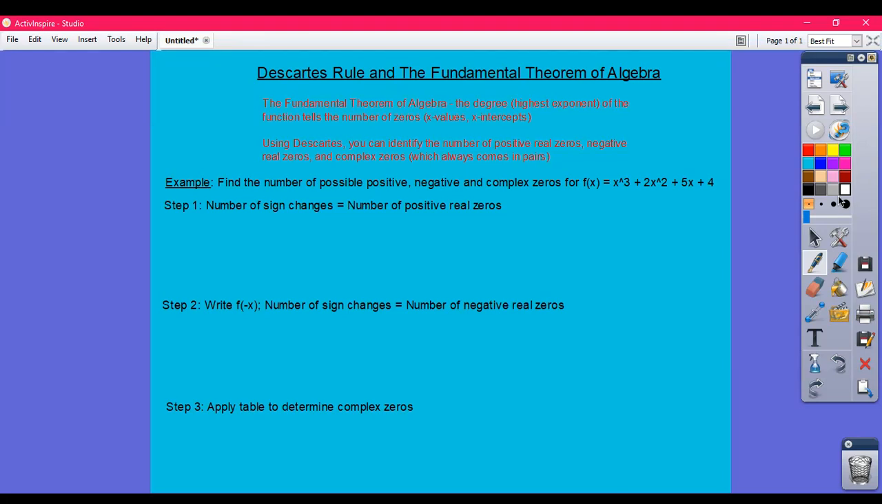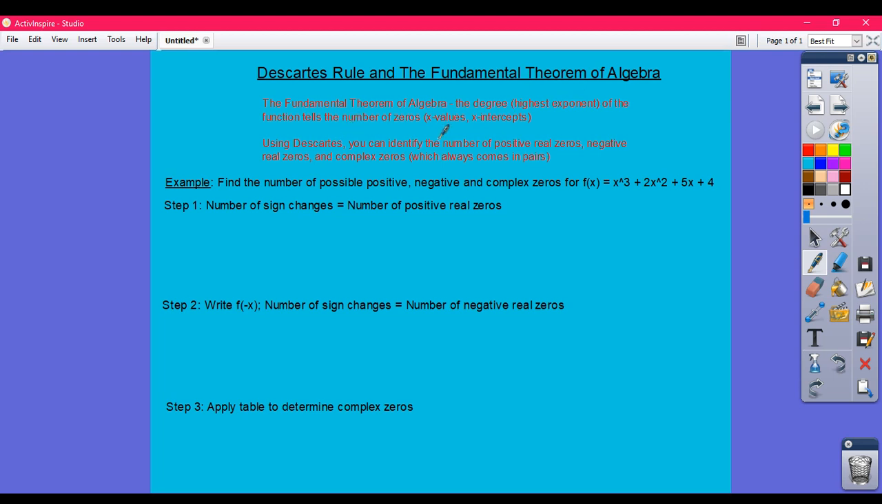Hi guys, so I've got a lot of questions on Descartes' rule and the fundamental theorem of algebra in regards to your writing assignment. So I just want you to note a couple things before we start on the example. The fundamental theorem of algebra in layman's terms just tells you that the degree, or the highest exponent of the function, will tell you how many zeros to expect. Zeros are the x values when you solve for x, or the x-intercepts. Now mind you, they can repeat, but it just tells you how many zeros to expect.